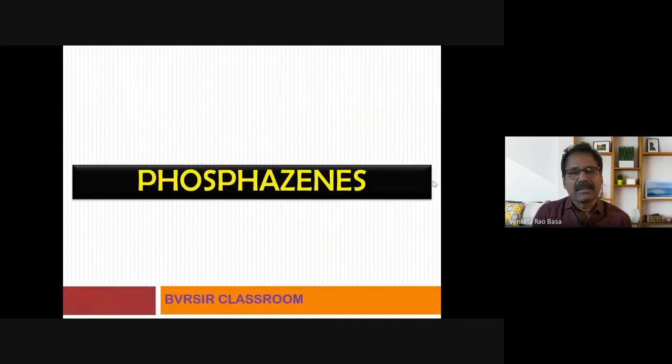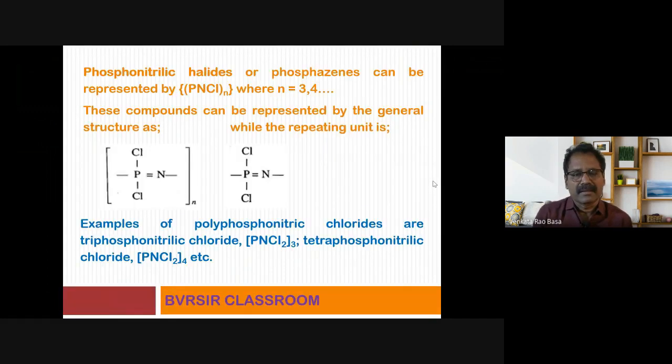This is the topic which we will be discussing in this class. Phosphonitrile halides or phosphazenes can be represented by the general formula (NPCl2)n. Here n can be 3, 4, 5, 6 like that. So they are polymeric substances. These compounds can be represented by the general structure. I have given the general structure here.